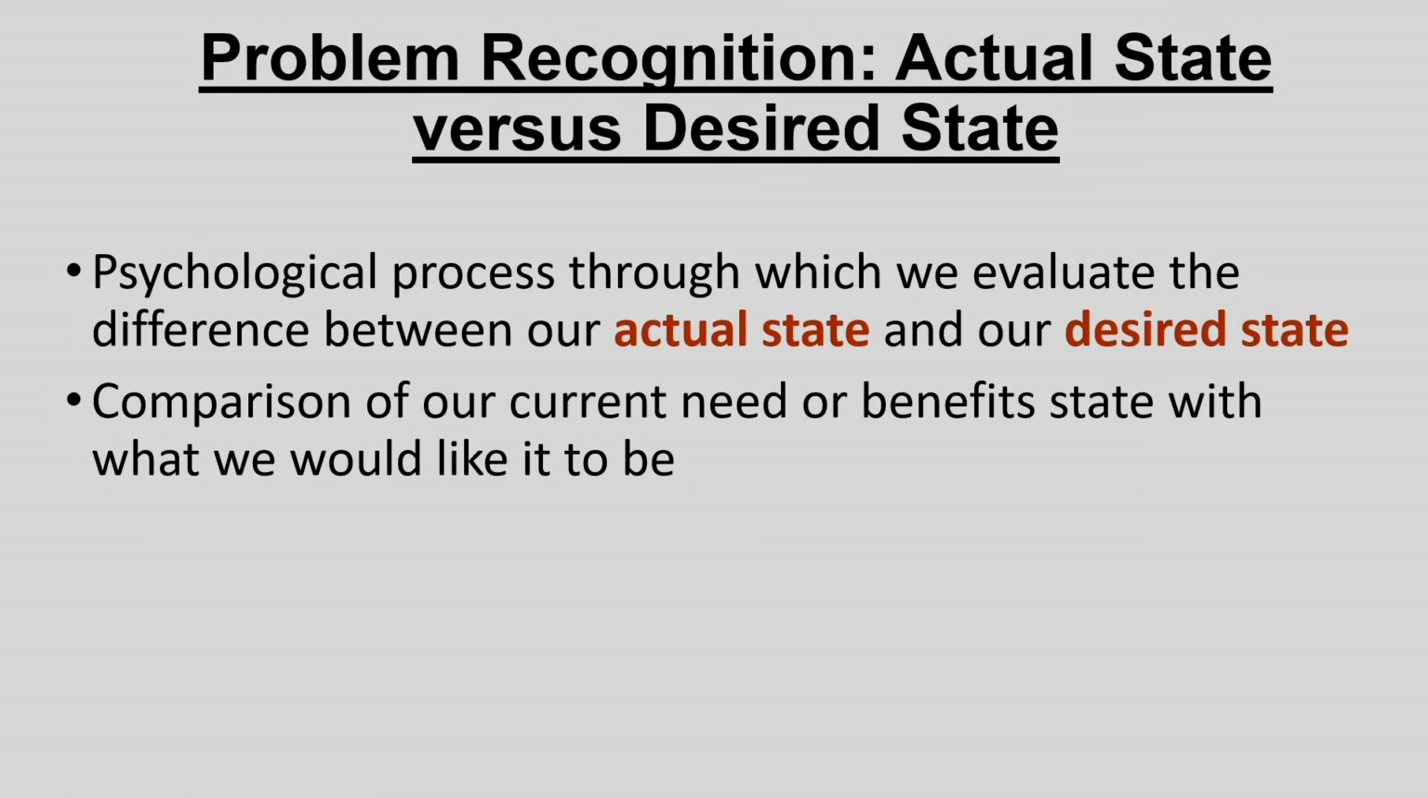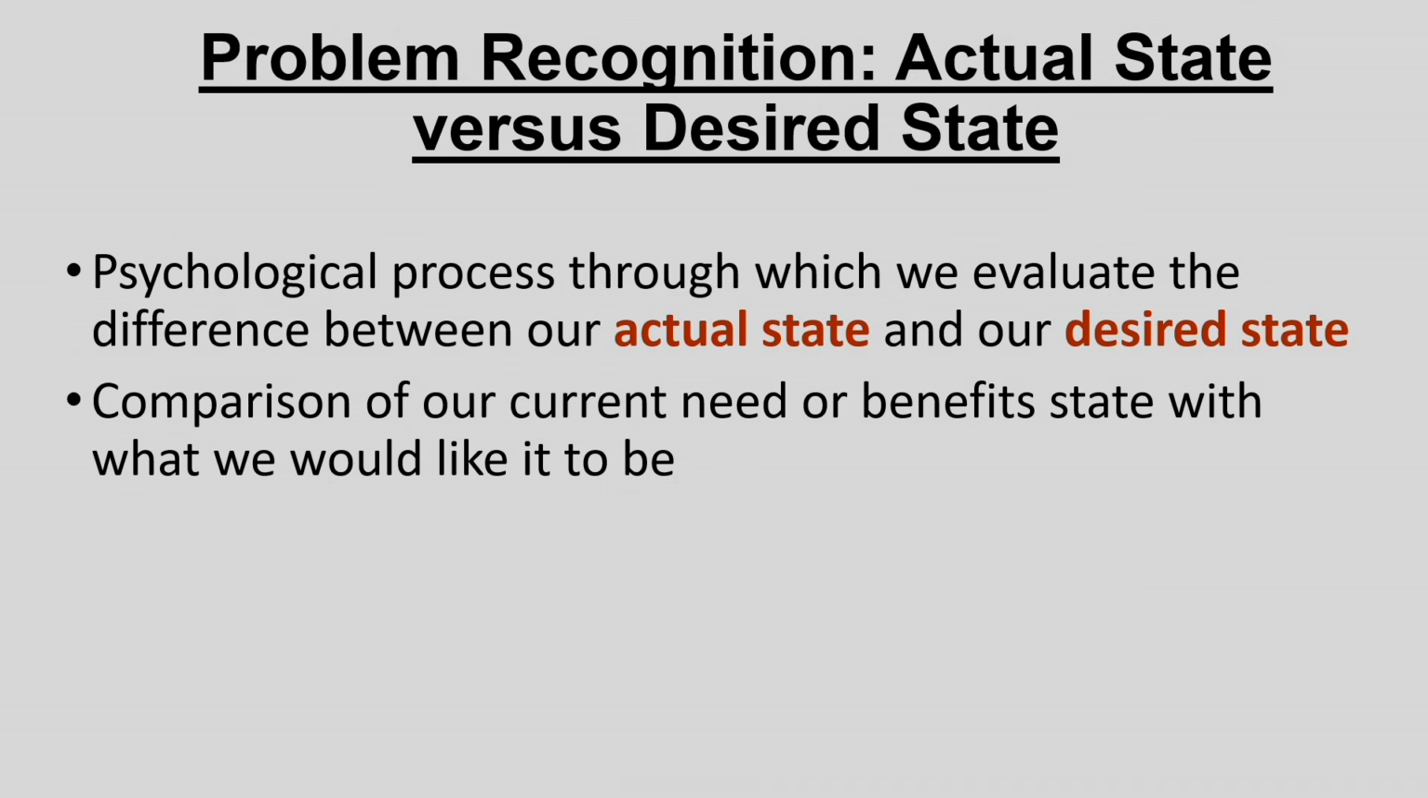So when does a problem arise? Now the problem arises, understanding that there is a need for anything happens when there is a difference between something called the actual and the desired state. Now the psychological process through which we evaluate the difference between our actual state and our desired state is what makes us understand that there is a need.